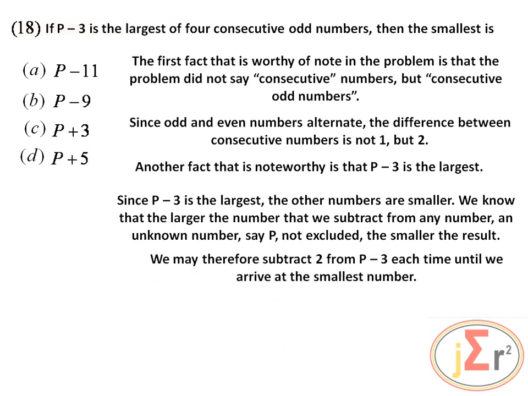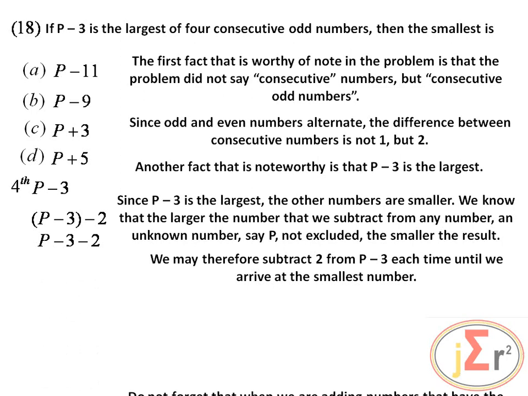We may therefore subtract 2 from p minus 3 each time until we arrive at the smallest number. So p minus 3 is the largest. So to go smaller, we need to subtract 2. Remember that the difference between consecutive odd numbers is 2. So we are going to subtract 2. So we have the fourth, which is the largest number, is p minus 3. From that we are going to subtract 2. So p minus 3 minus 2.